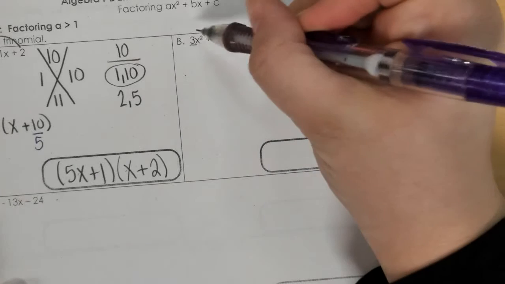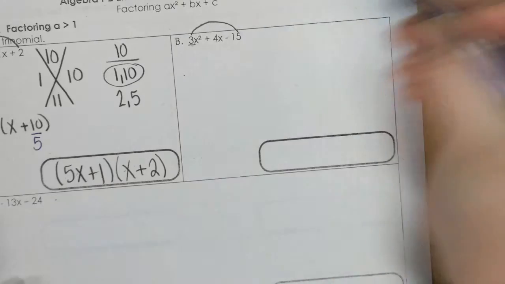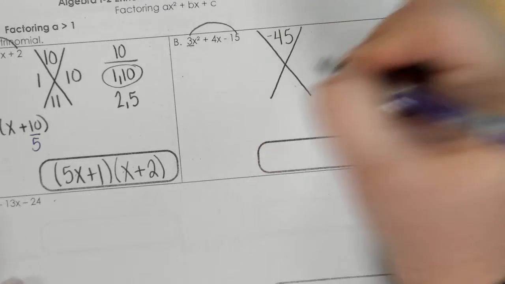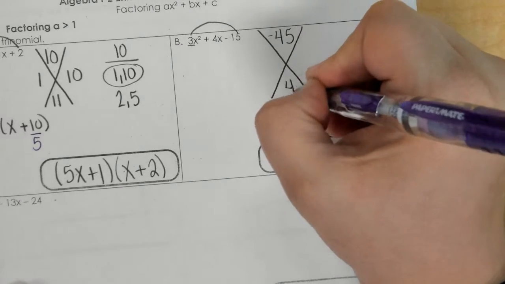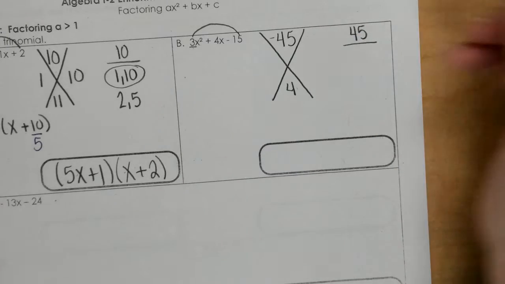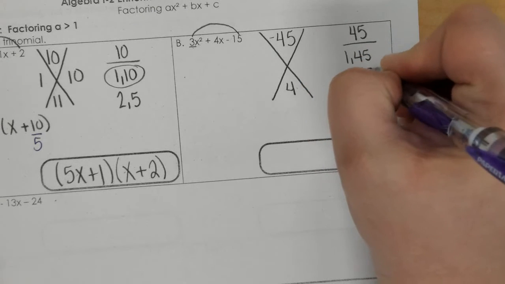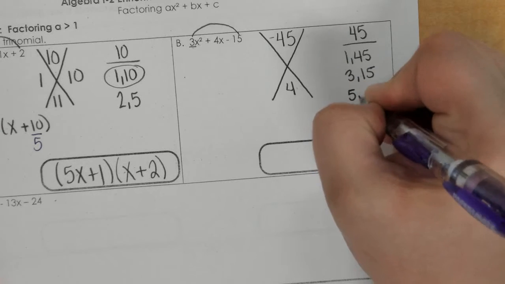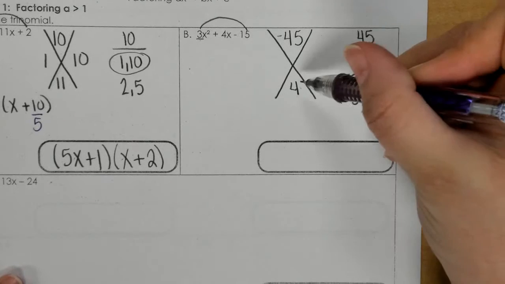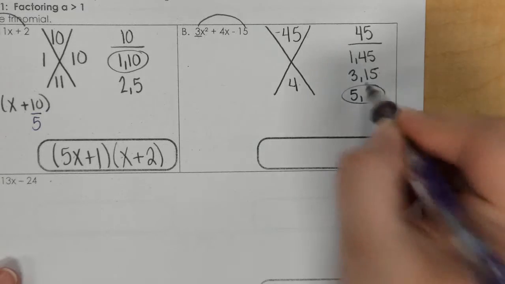Part B, I take the first number times the last number, which gives me 3 times negative 15, negative 45. My goal is to try to get the middle number, 4. So if we look at the factor sheet at 45, we would have 1 times 45, 3 times 15, and 5 times 9. So which pair of factors can make a 4 by adding or subtracting? It would have to be 5 and 9.